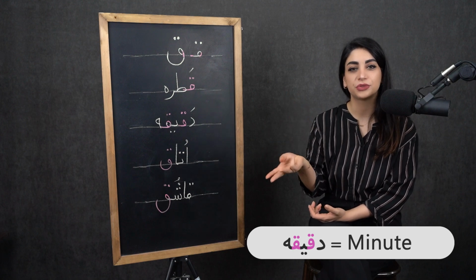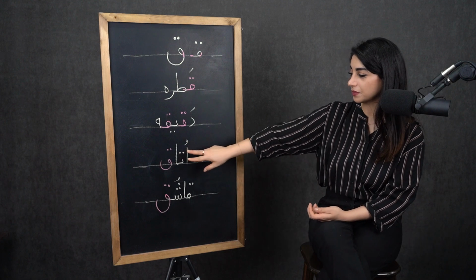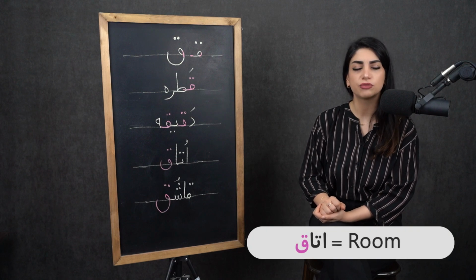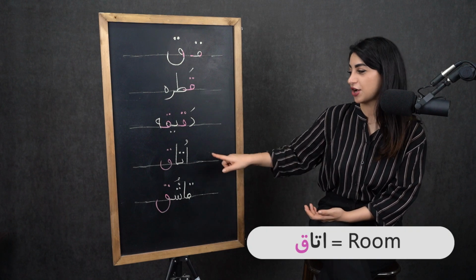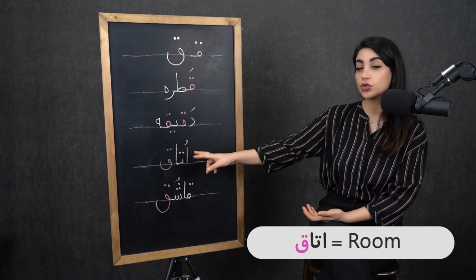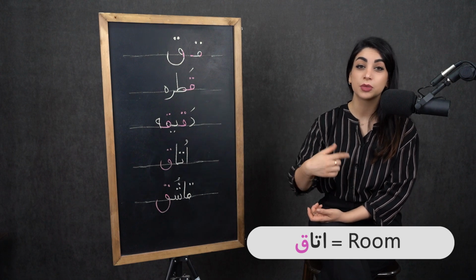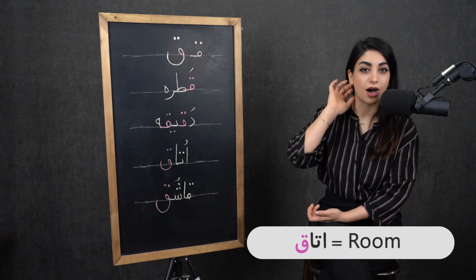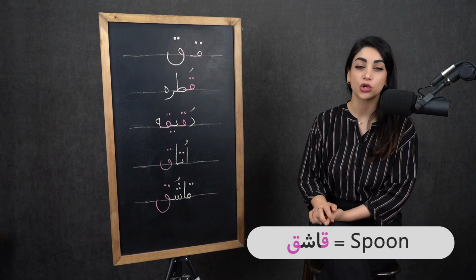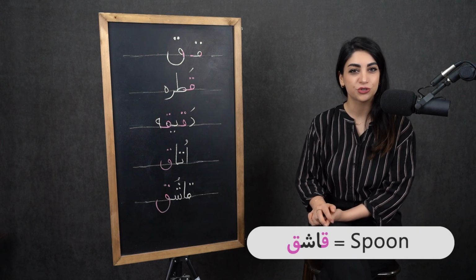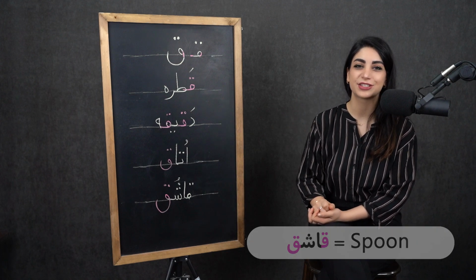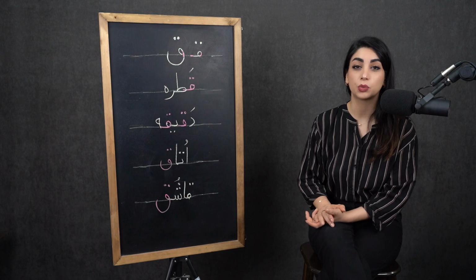2 دقیقه, 3 دقیقه. This one, اتاق. If you pay attention, you can read them yourself. Did you know that? اتاق. اتاق is the same as room in English. اتاق, room. And the last one is قاشق. قاشق is the same as spoon in English. There, you know new words.